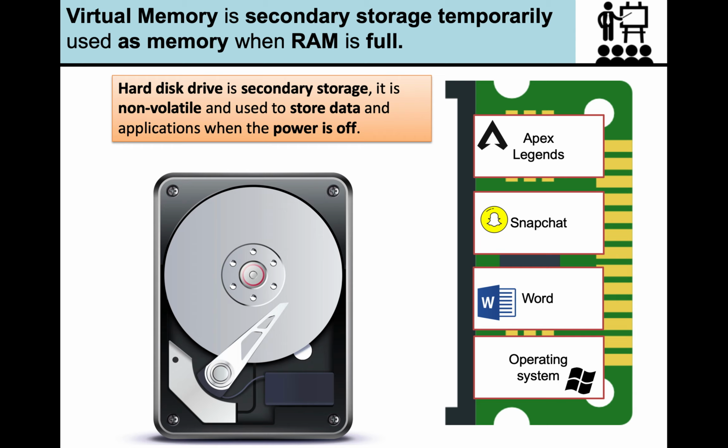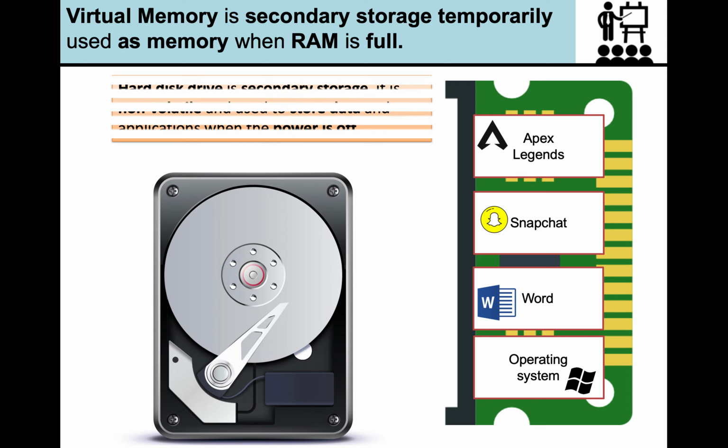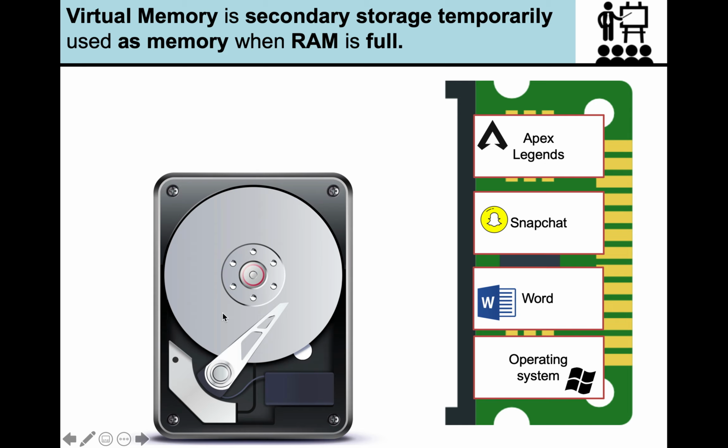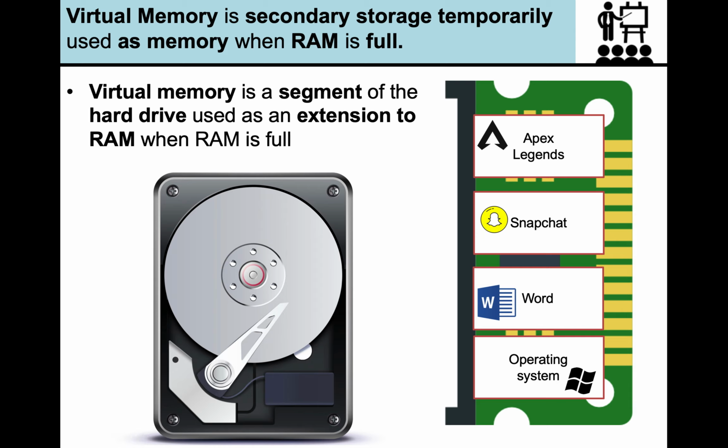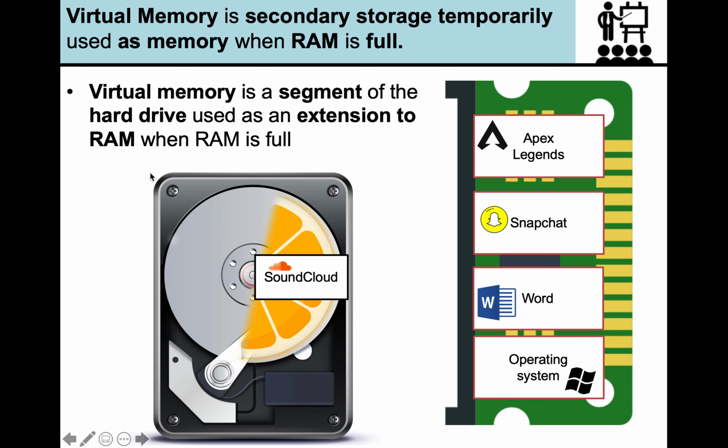Now, we're not particularly talking about what secondary storage is. We're talking about virtual memory, which uses secondary storage. So here's a picture of my hard disk drive. There's RAM, which is full right now. And the first thing is that virtual memory is a segment. So it's not actually the hard disk drive, it's just a segment of the hard disk drive, a little part of it, and it's used as an extension of RAM when RAM is full. So I'm going to pop SoundCloud in there because it's open, but I'm still not actually using SoundCloud. It's open, and I'm using a segment of the hard disk drive as memory because RAM is full.